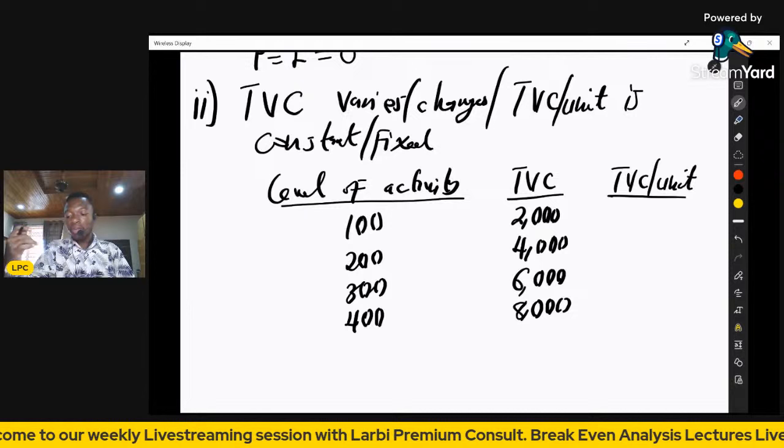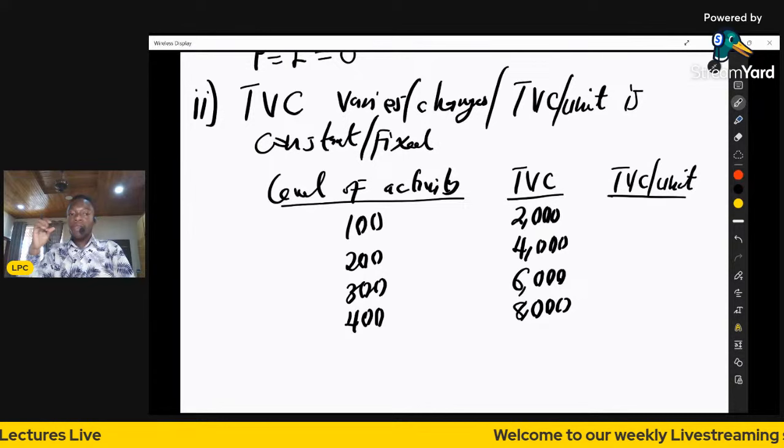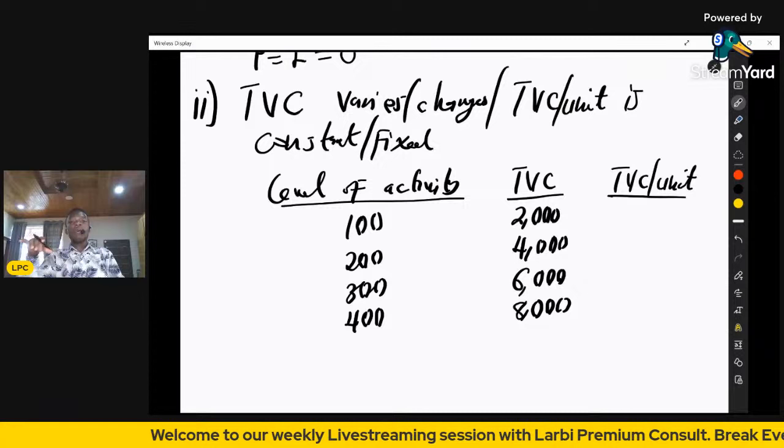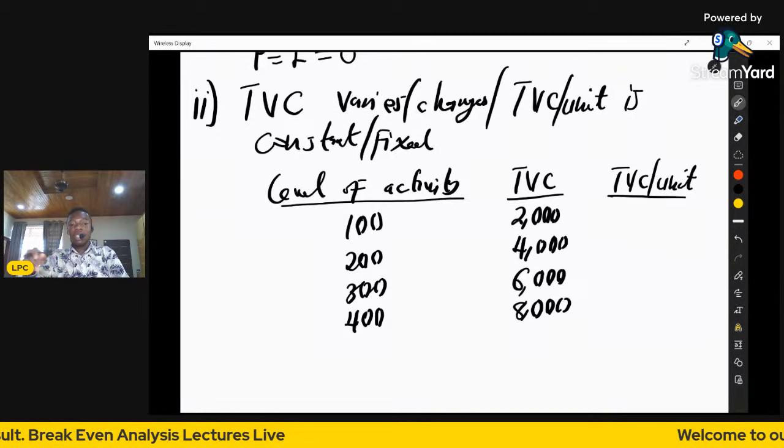So we have the level of activity and we have the total variable cost in that line, right? And we are saying that one of the assumptions here is that the total variable cost varies or changes, but per unit variable cost is what? Is fixed. So how do we actually explain this assumption? Now we have four levels of activities and the total variable cost with respect to each level of activity.